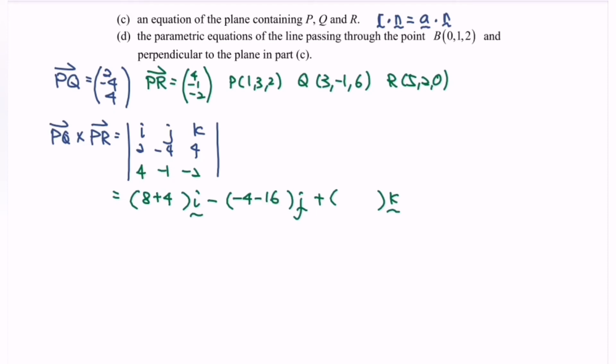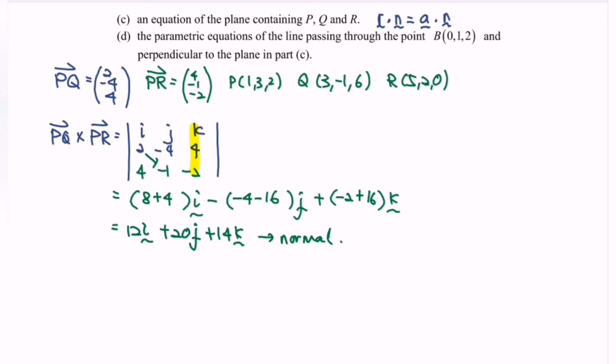Finally, in order to determine the k, kindly close up the k. So what we have to do is to cross i with the j. So in here we have -2 plus with 16. So finally, we have the situation 12i plus with 20j and then plus with 14k. So that is what we call the normal for the vector PQ cross PR. So here we have the normal.